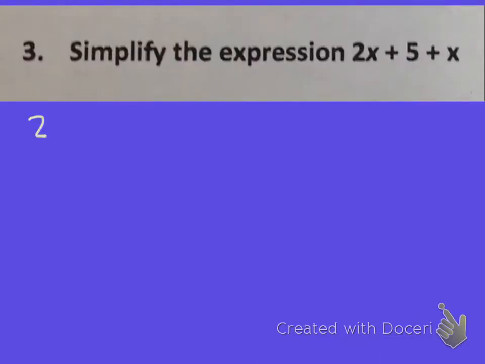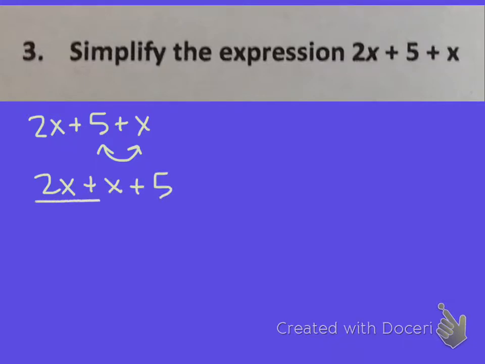Simplify the expression 2x plus 5 plus x. Well, according to the commutative property, I can switch the places of this 5 and this x without affecting the sum. So I'm going to write 2x plus x plus 5. So now my like terms are next to each other. And I can combine these because they both have a variable of x. Well, 2x plus 1x is 3x. And then we have our plus 5 out here. So remember, that was because of the commutative property.